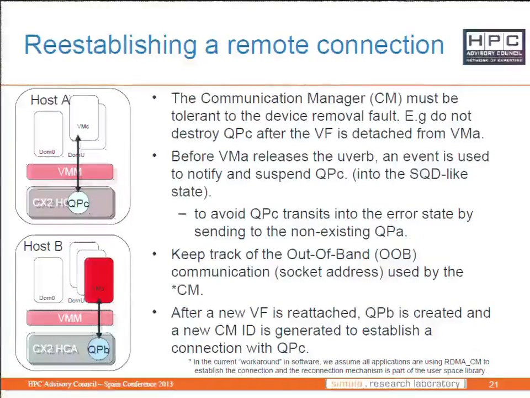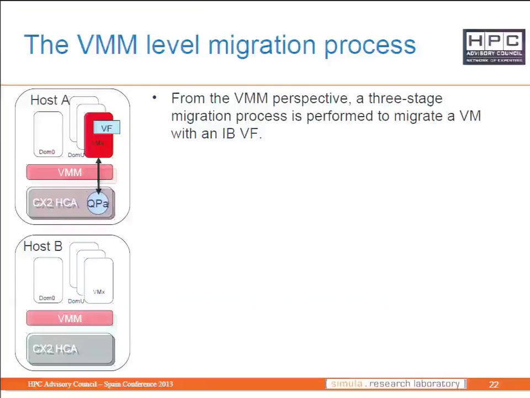So we also suspend the communication from this side. And we do that to avoid transitioning into the error state by sending to a non-existing QP. We also need to keep track of the out-of-band communication used by the communication manager. And then after the new virtual function is reattached, the QP in this side will initiate a connection backwards again to the QP RC, and we will resume the operation.